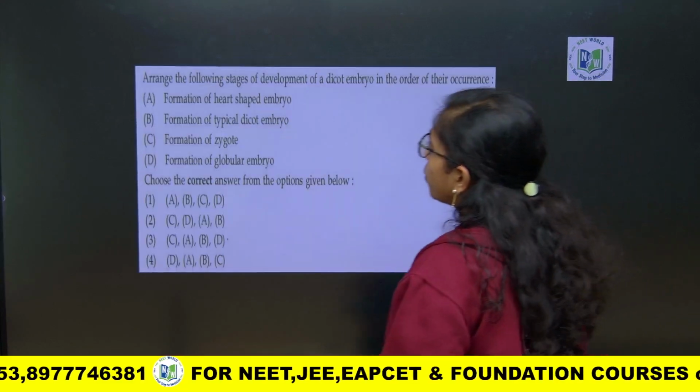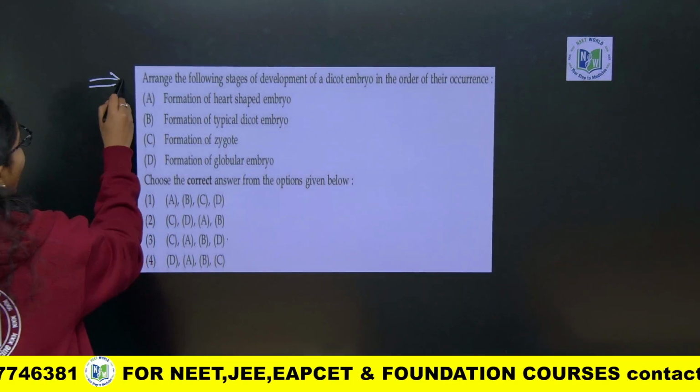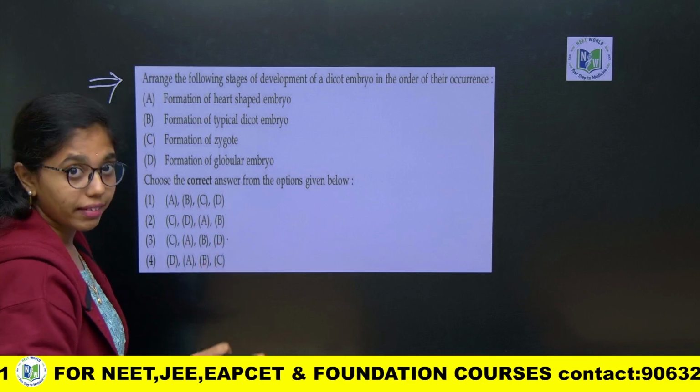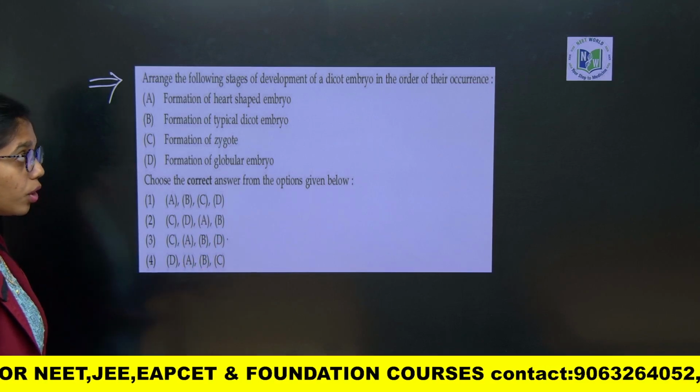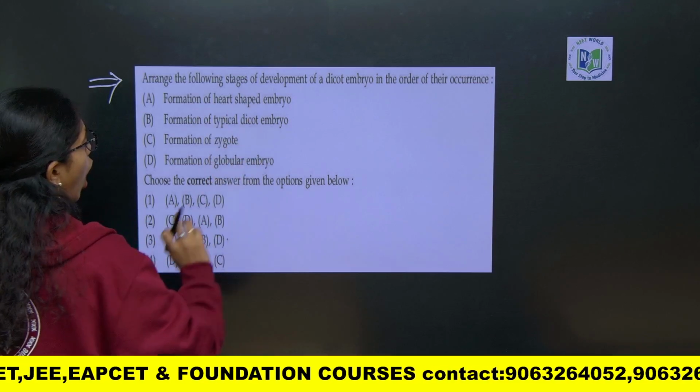Next question, if you look into it: arrange the following stages of development of dicot embryo in the order of their occurrence like this.